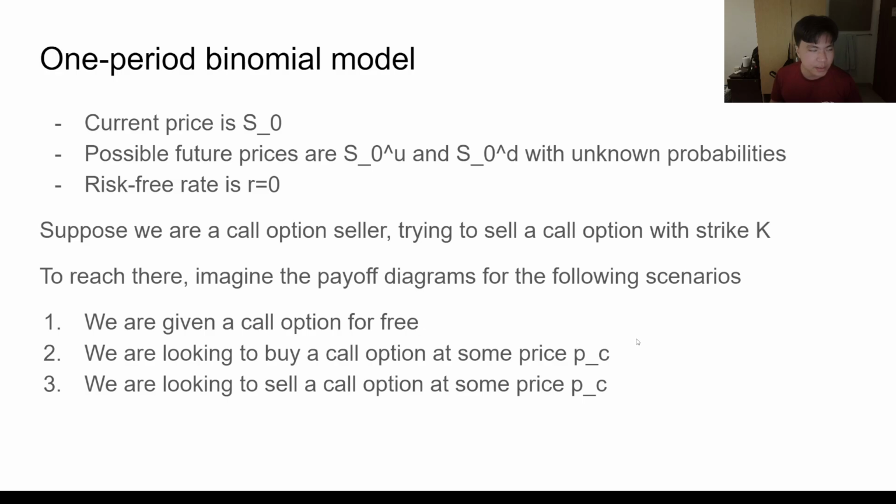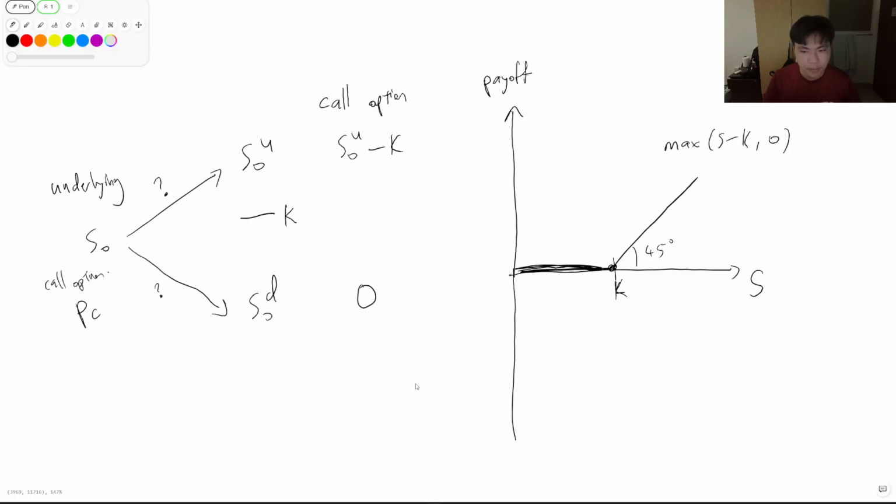That's if we are given it for free, but nothing comes for free. Typically, we need to buy a call option and pay some upfront price, PC. On the graph, that looks like a vertical offset downwards by PC. So this intercept is minus PC, and the payoff is now max of S minus K, 0, minus PC.